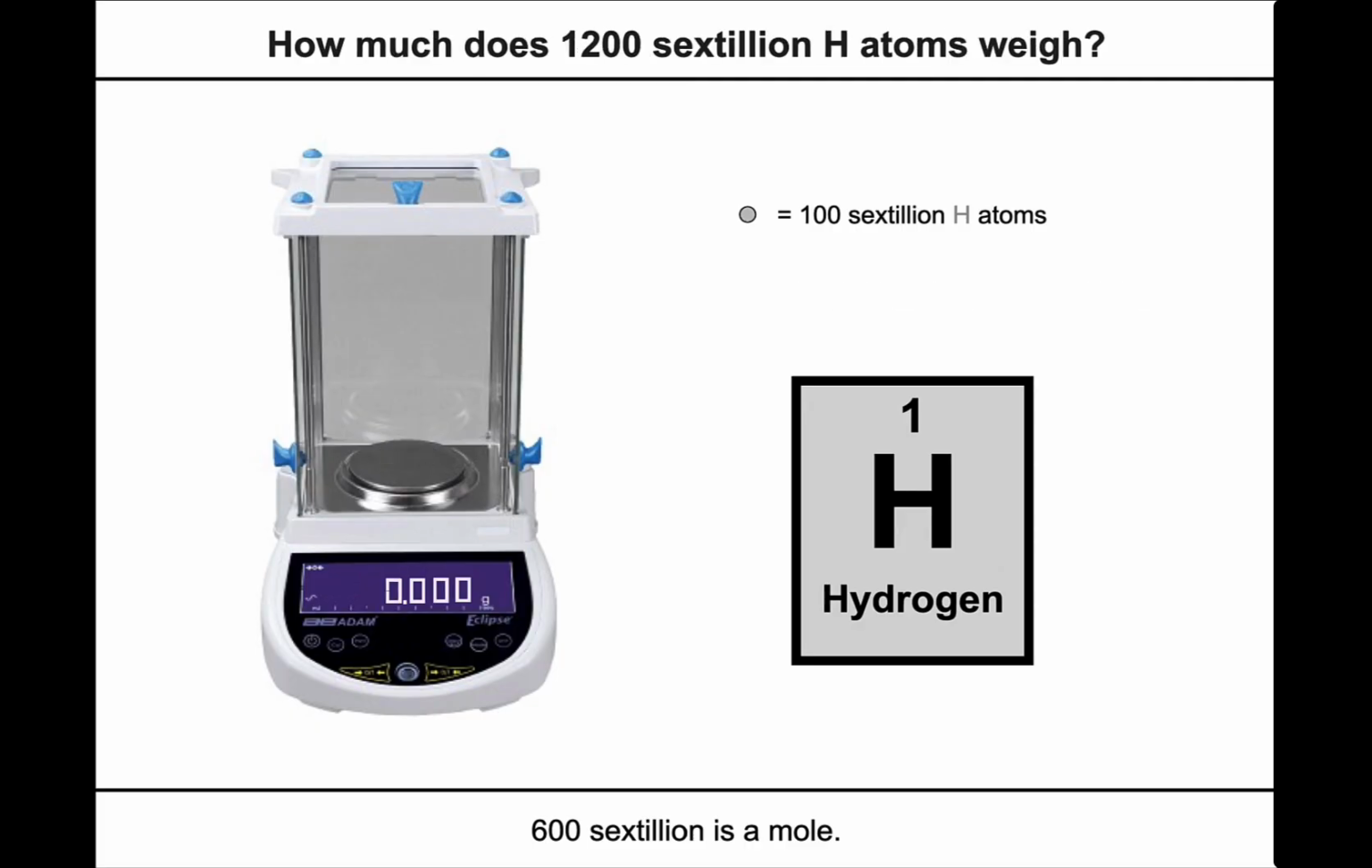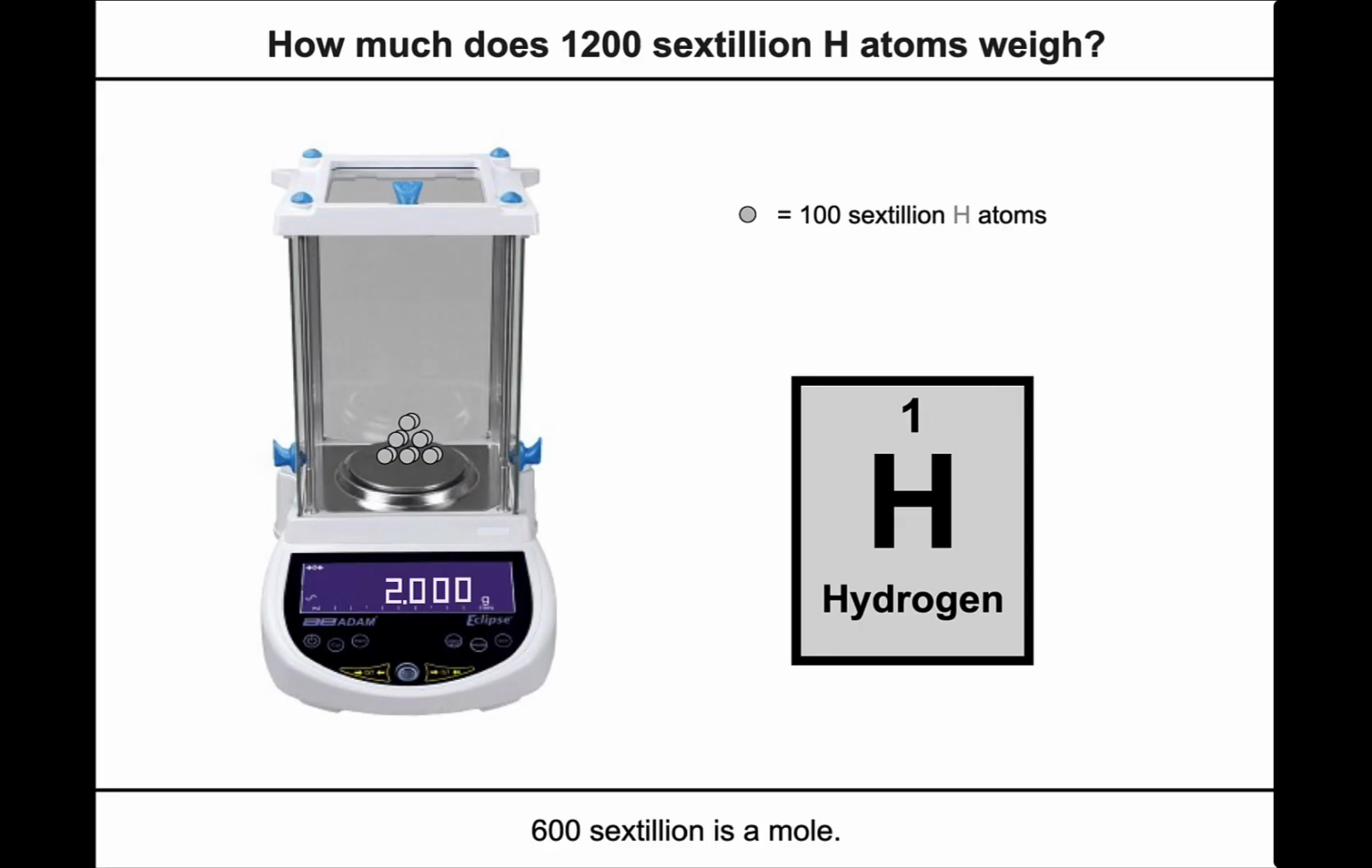Let's try another question to help you understand. I want to now weigh out not 600 sextillion, but 1,200 sextillion hydrogen atoms. Not 600, but 1,200. What's the relationship there? I'm first going to add 600 sextillion hydrogen atoms. Then I'm going to add another 600 sextillion hydrogen atoms. Think about how much that should weigh. Think about how much the first 600 sextillion weighs, and then think about how much it is if I add another 600 sextillion.